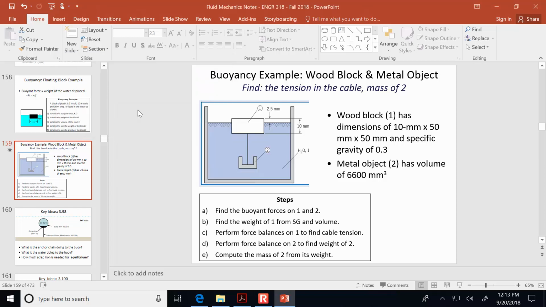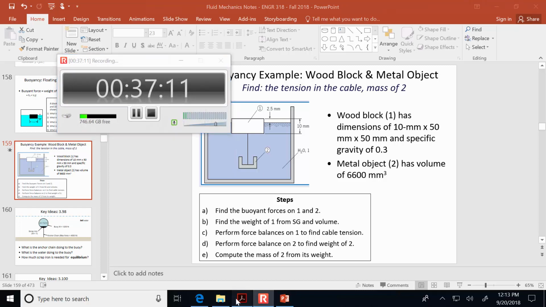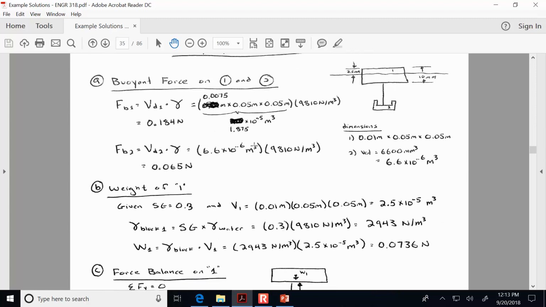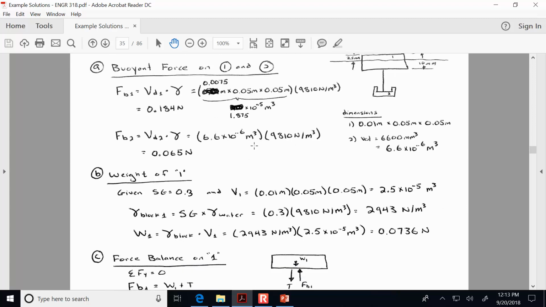The key ideas that I want to save just a moment to show you, because I think that'll help you with the homework. So let's just take a look at where this solution is heading. What we have to do first of all is calculate the buoyant force acting on both of those two objects based on their submerged volume. So that's showing on the screen right now, calculating FB1 and FB2.